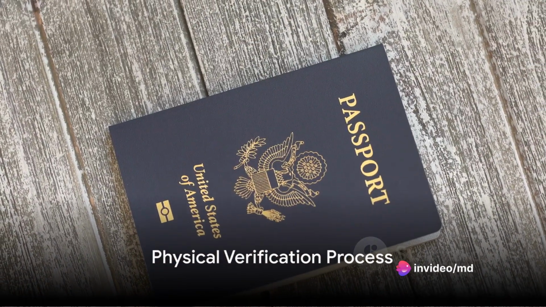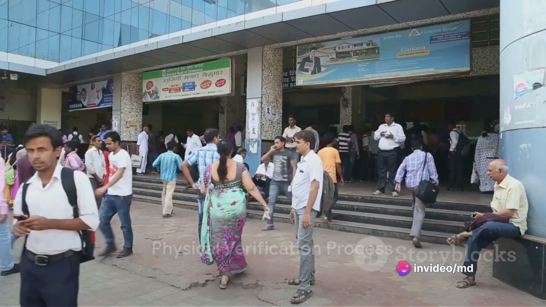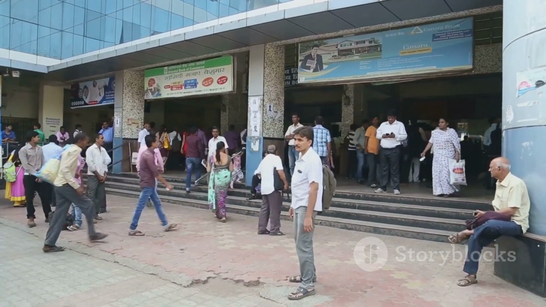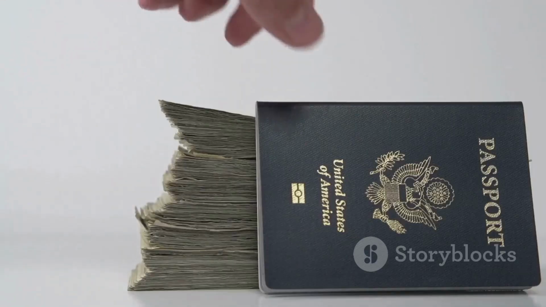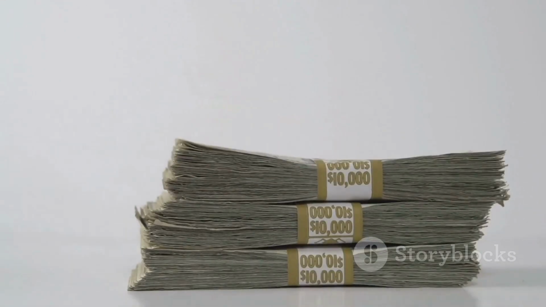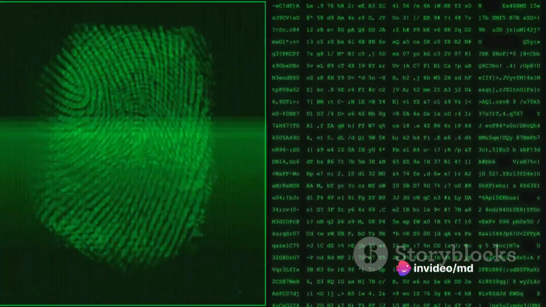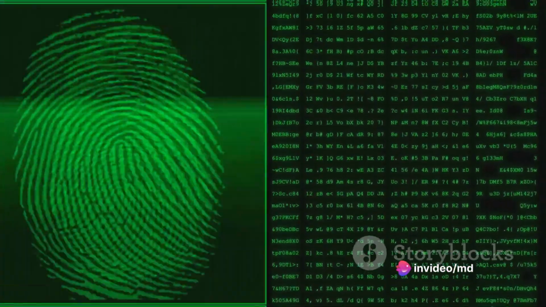Next comes the physical verification process. On the day of your appointment, you'll need to visit the Passport Seva Kendra or Regional Passport Office. Carry all your original documents along with a set of photocopies. They will verify your documents, take your photograph, and collect your biometric data.